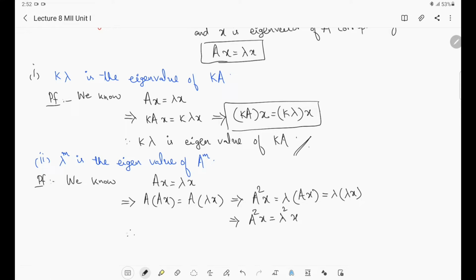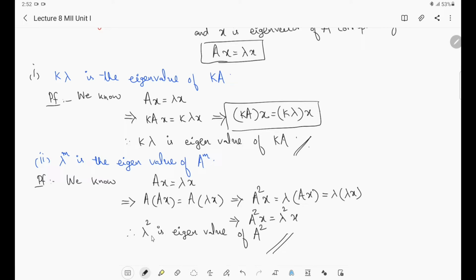Therefore what we can say? If lambda is the eigenvalue of A, then Ax will be equal to lambda x. Here what is happening? This relation is holding. A square into x equals lambda square into x. What is the meaning? Lambda square is the eigenvalue of A square. The same way we can prove that lambda power m is the eigenvalue of A power m.